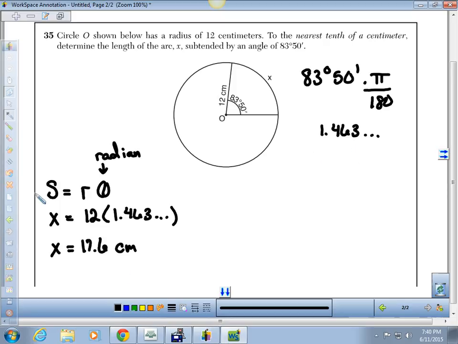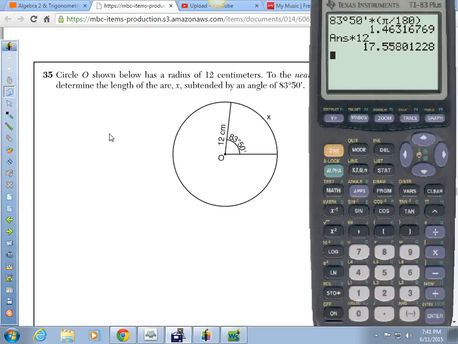Okay. S equals r theta has been on every single Regents exam. You've just got to make sure that your theta is in radian form. You cannot use degrees when you're using this formula. You've got to convert it. All right, keep going up.